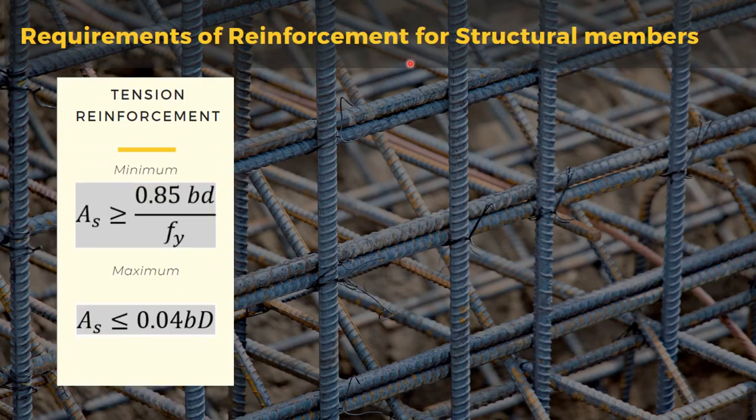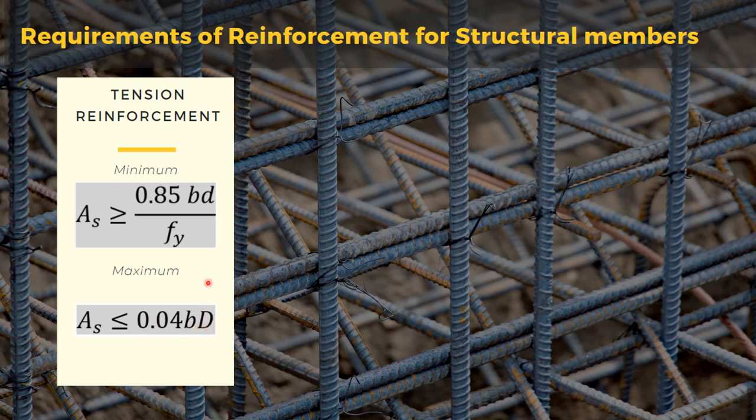For tension reinforcement, the minimum area of steel reinforcement shall be greater than 0.85 BD divided by Fy. B is the width of the member, D is the effective depth, Fy is the yield stress in steel. Maximum, it should not be greater than 4% of gross area, or 0.04 B into overall depth. It should be less than or equal to 0.04 BD. It is in the case of tension reinforcement.